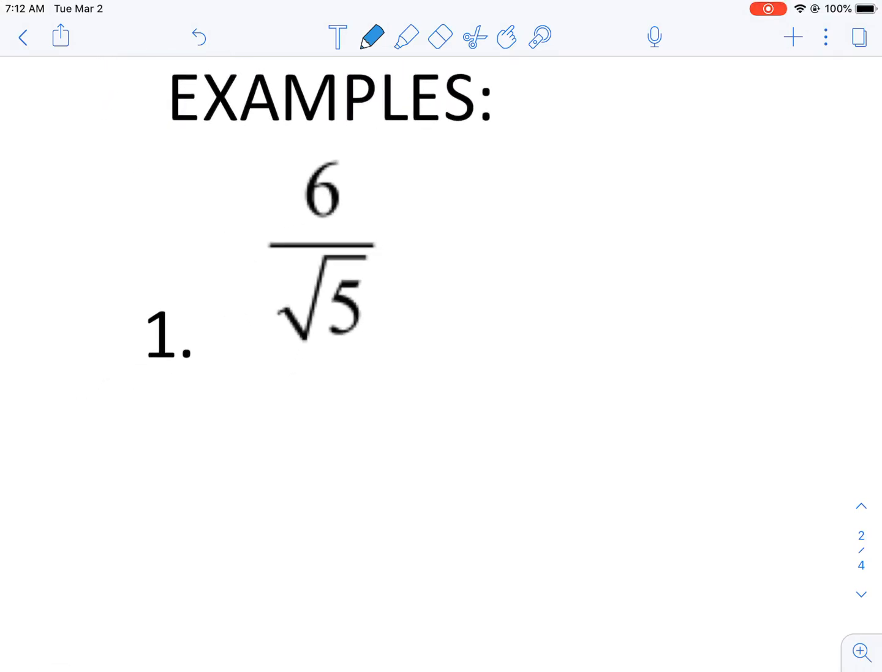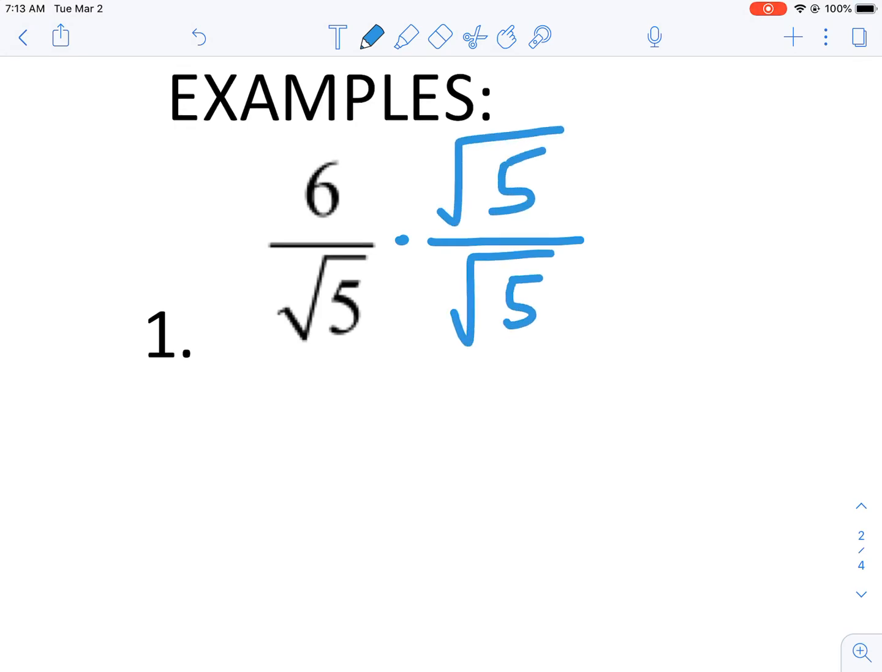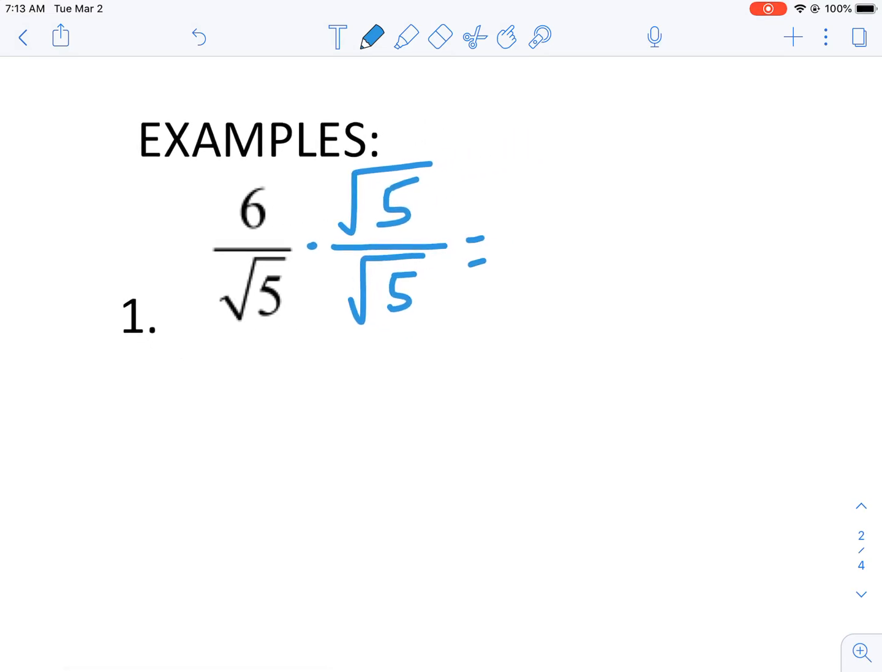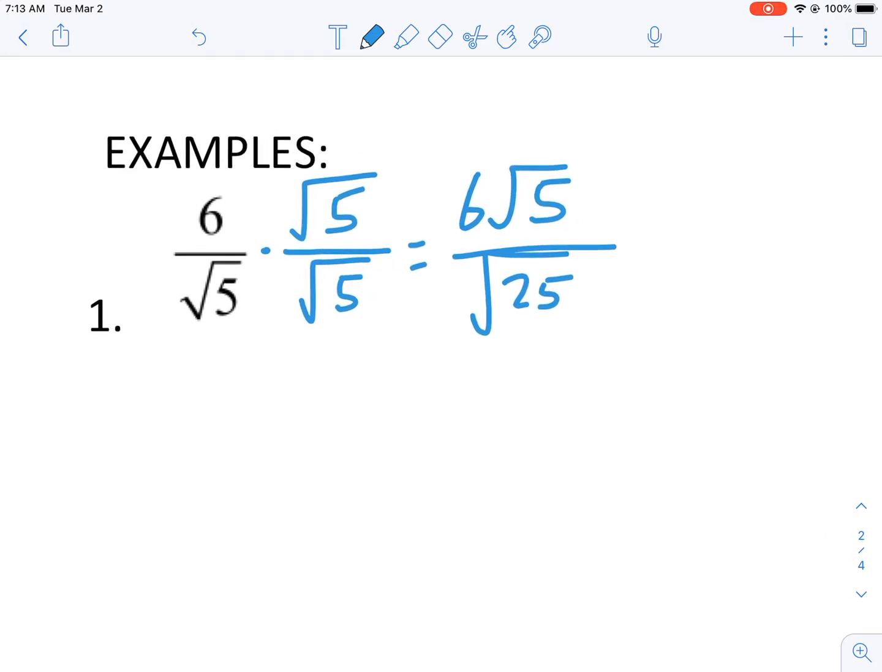So we can do an example. Same thing here. The denominator has a radical of 5, so we want to multiply by the square root of 5 over the square root of 5. This gives us 6 radical 5 over radical 25. And again, square root of 25 is 5. So now we got rid of that radical in the denominator.